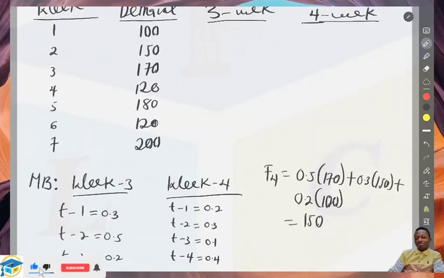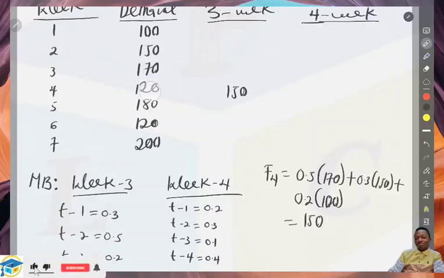So if you also want to forecast for, let's say, week 5, meaning that you're going to make use of the 3-week data that is the most recent, and that's going to be 120, 170, and then 150. We use this information, we place the weight on it to forecast for what? Week 5. So for week 4, we have the forecast to be what? 150. Okay, and then for week 5, that's going to be 120, 170, and then 150.